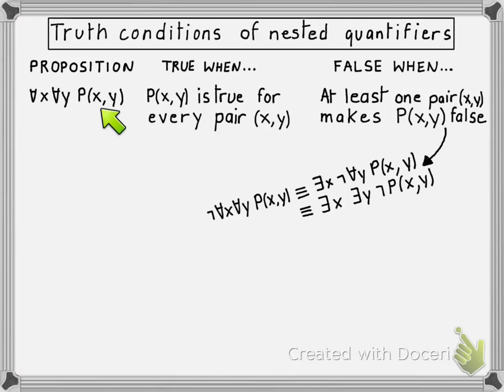So this proposition is false whenever this one is true. And this one is true whenever there exists a pair xy that makes this proposition true. In other words, there is a pair xy that makes P false. And that's exactly what we ended up with intuitively. So this is just a way of checking that we're doing these things in a correct way.